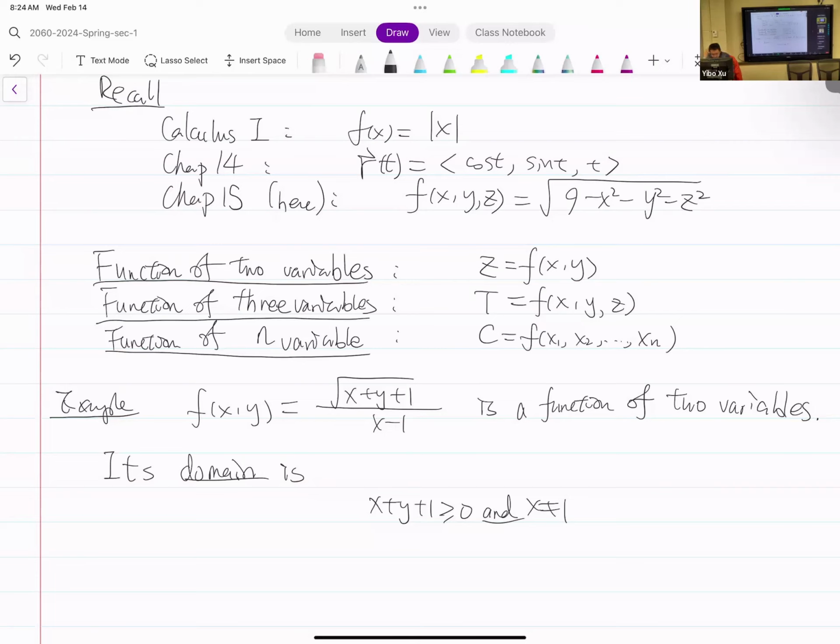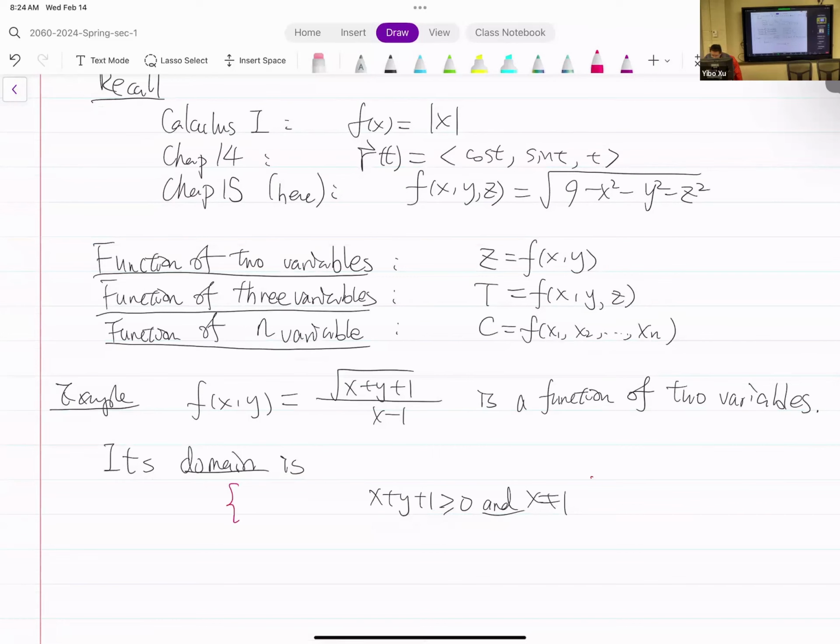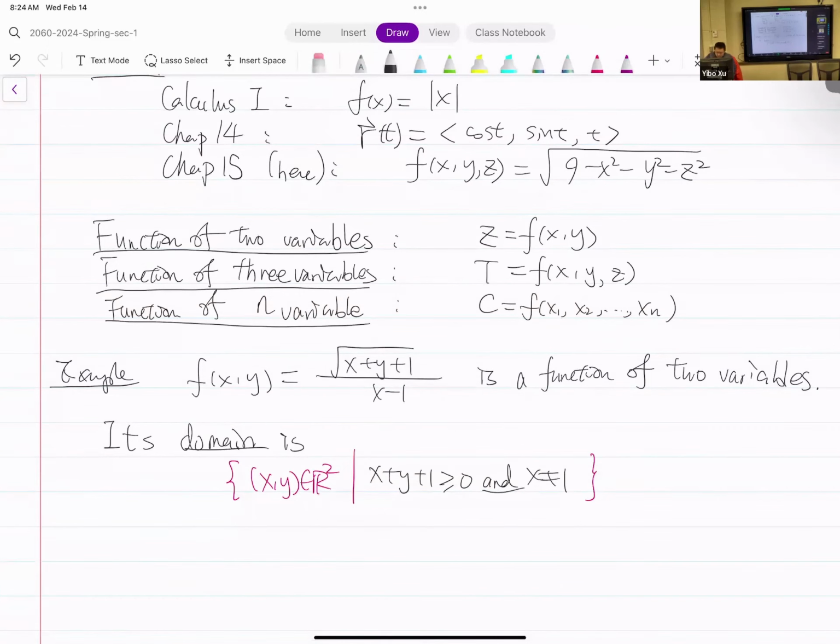And if you want to write it as a set, then you would just need to use the brackets. So basically, it's the xy pairs in R2 such that these two conditions must be satisfied, right? So this is the set notation if you want to write it out.